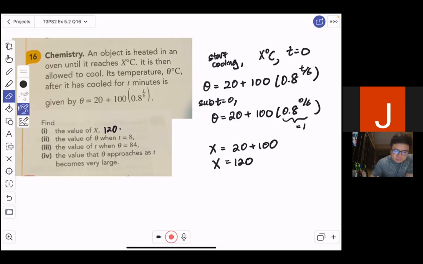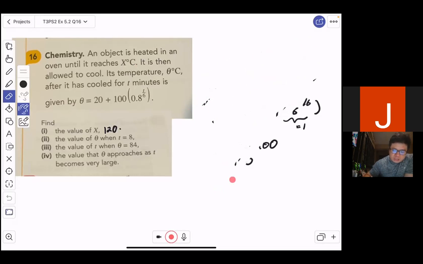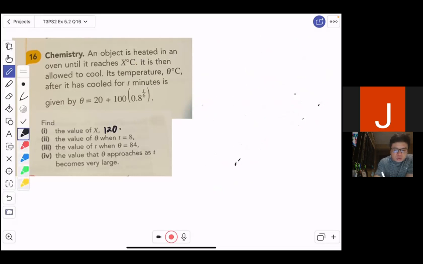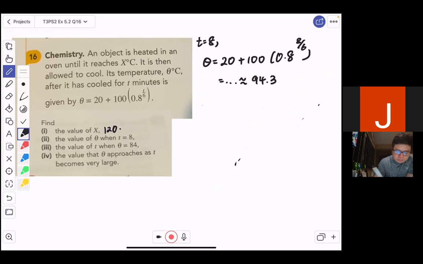Next, part 2. What is the value of theta when T equals 8? I think this is quite straightforward. All you need to do is substitute T equals 8 into the formula: theta equals 20 plus 100 times 0.8 to the power of 8 over 6. This should give you approximately 94.3.